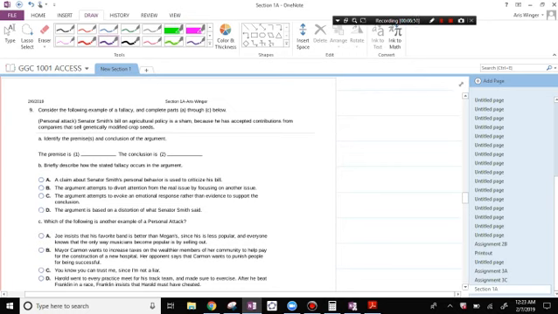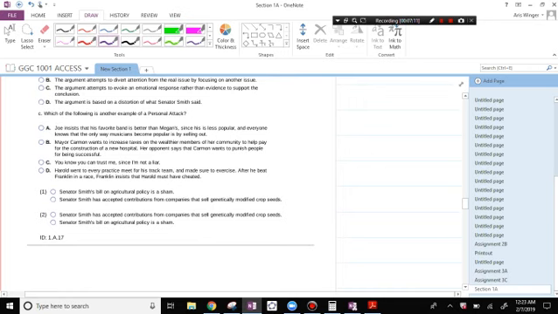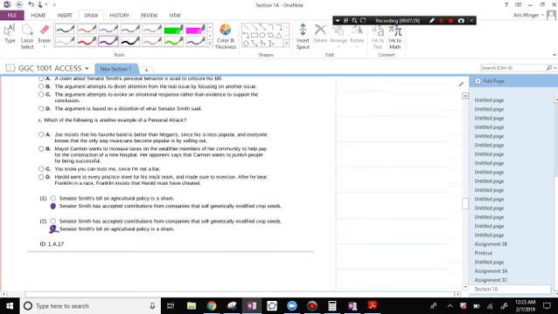Consider the following example of a fallacy and complete parts A through C below. Personal attack. Senator Smith's bill on agricultural policy is a sham because he has accepted contributions from companies that sell genetically modified crop seeds. The premise is that Senator Smith has accepted contributions from companies that sell genetically modified crop seeds. So that's done. The conclusion is that his bill is a sham.